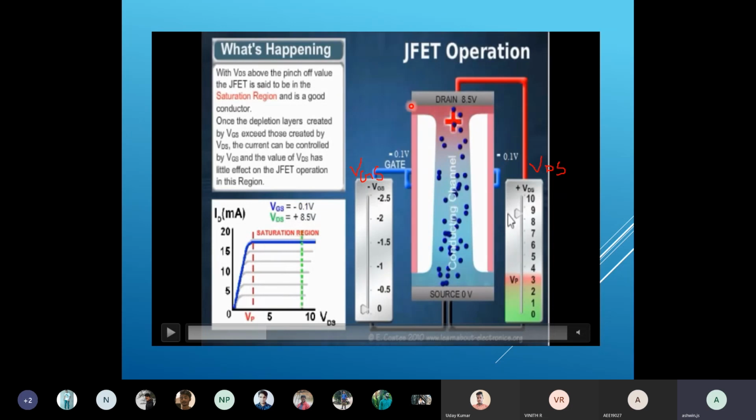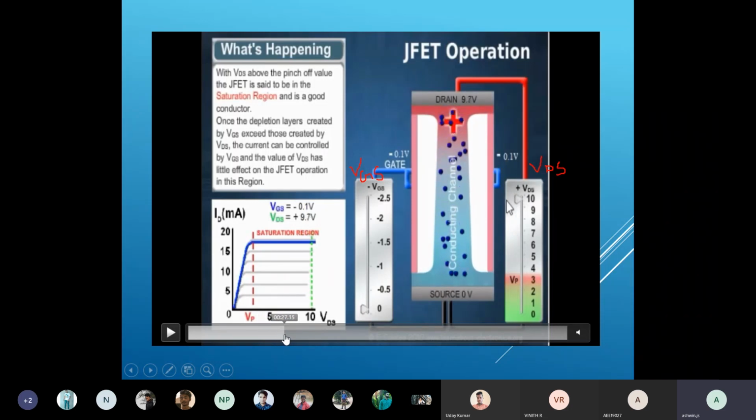And if you observe here, there will be a change. Under less voltage, the depletion layer is very small. If you increase the voltage, the depletion layer becomes larger, and the path flowing from source to drain becomes narrow. Narrow means the current is reducing. Next, you are going to observe what will happen if I change the gate to source voltage.